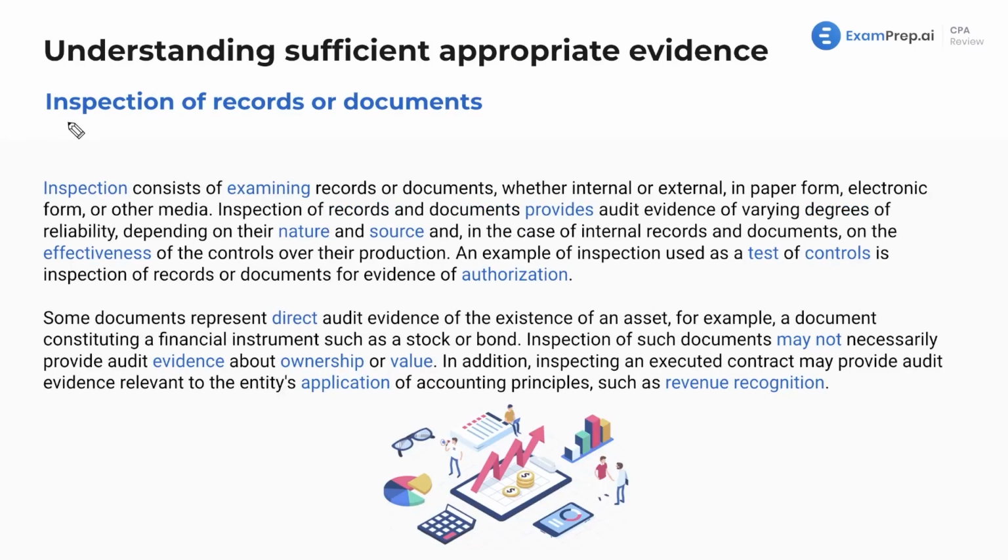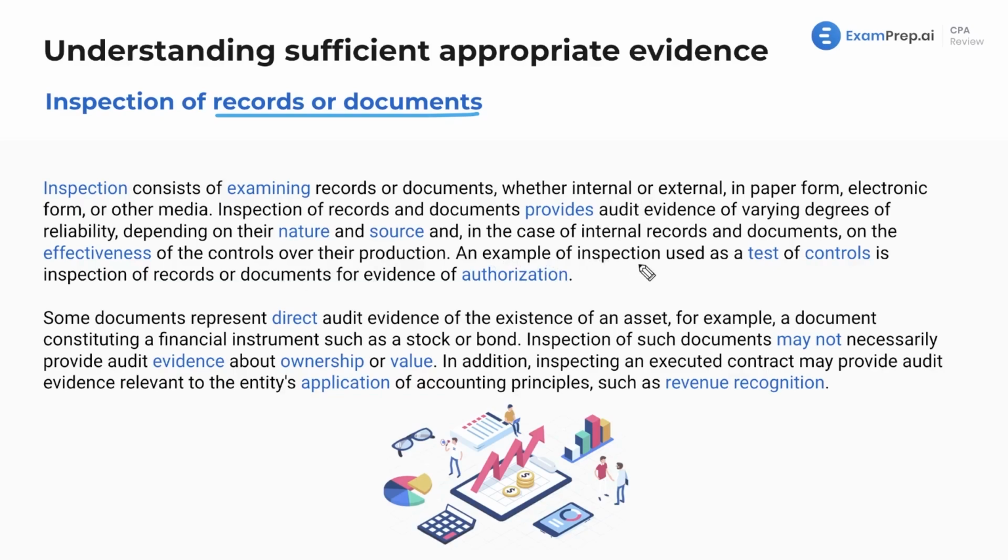What about when you actually inspect these records or documents, when you're actually inspecting the audit evidence? Well, inspection consists of examining records or documents, whether internal or external, in paper form, electronic form, or other media. Hopefully, it's not a screenshot you got texted to you. Inspection of records and documents provides audit evidence on varying degrees of reliability, depending on their nature and source. And in the case of internal records and documents, on the effectiveness of the controls over their production.